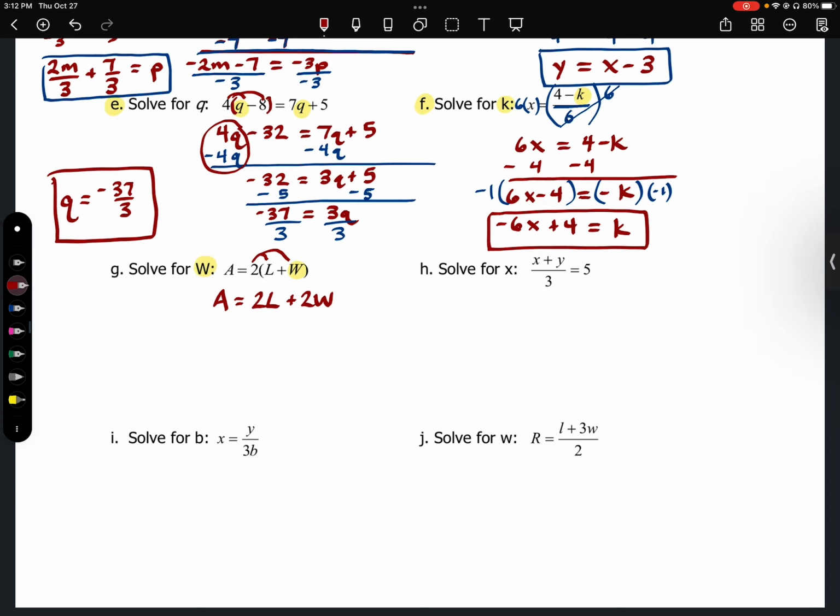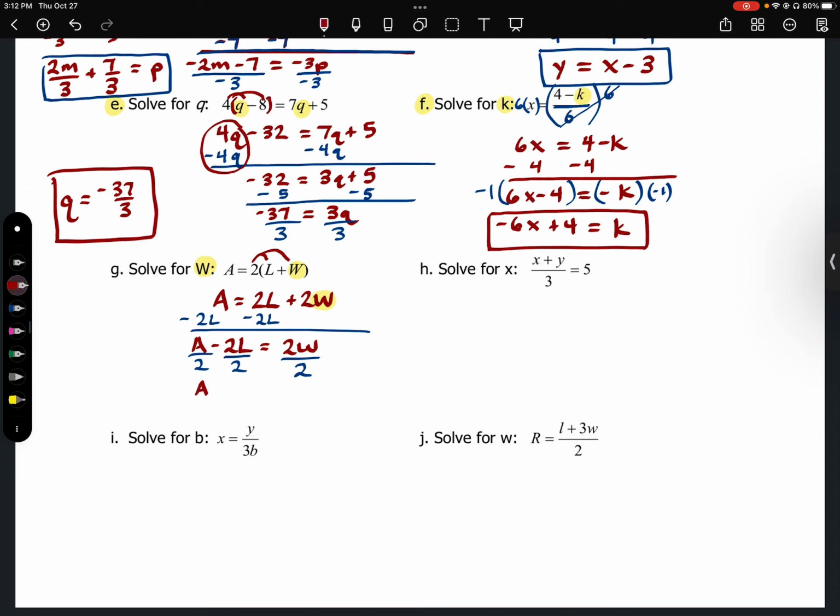In order to solve for W, though, we need to get rid of the things that are not attached to it first. So we're going to have to get rid of that 2L by subtracting it from each side. We're now looking at A minus 2 times L is going to equal 2W. And since we want just W, we are going to do the inverse operation. We're going to do division.